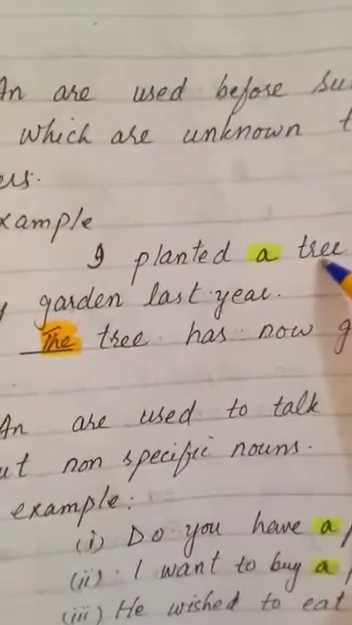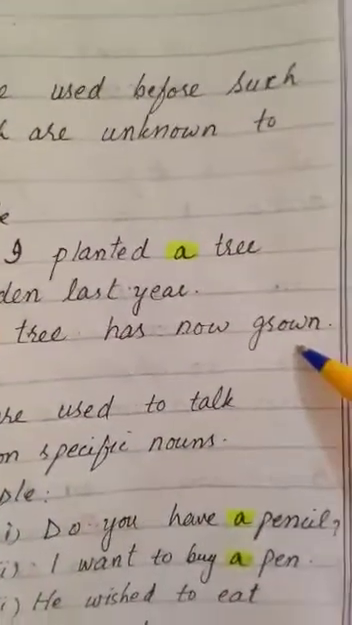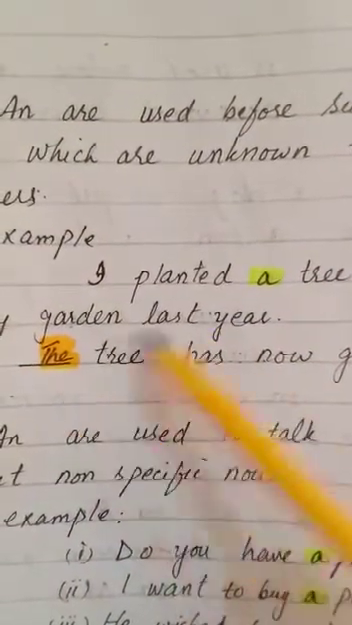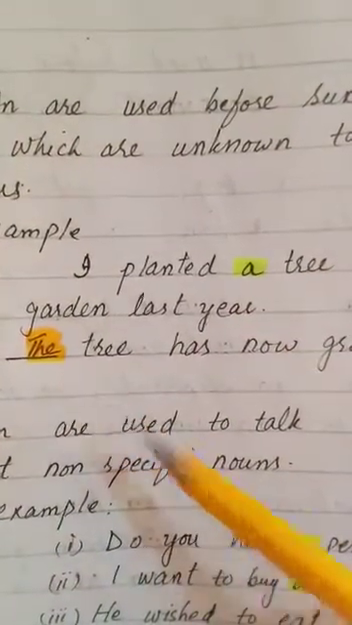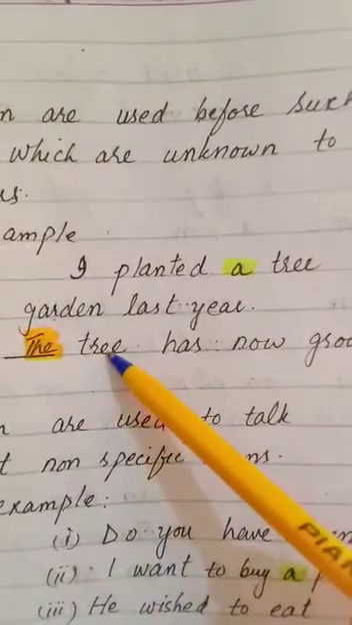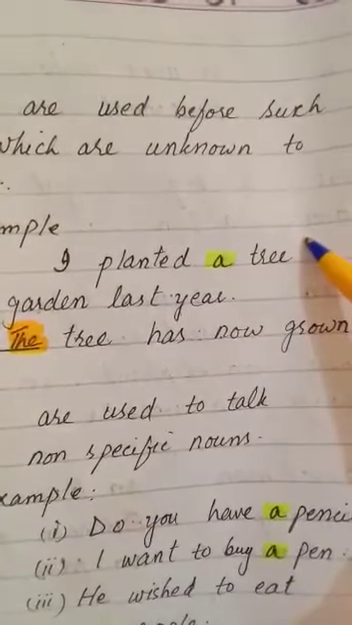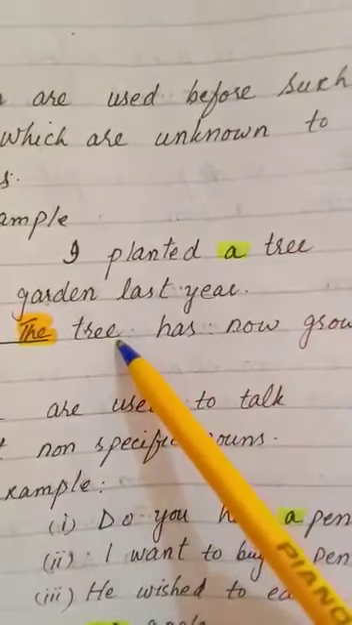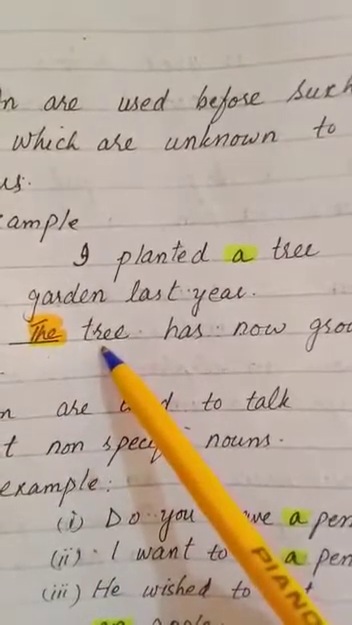But if I talk about the same tree in the second sentence, the tree has now grown. I'm talking about this tree. So in the second line, when my listener knows that I'm talking about that tree, I put the article the, that is a definite article. I put the because this tree has been discussed. In the first sentence, tree is new and unknown to my listener, but when I speak something about the same tree, then I will use the, because here the listener knows which tree I am talking about.